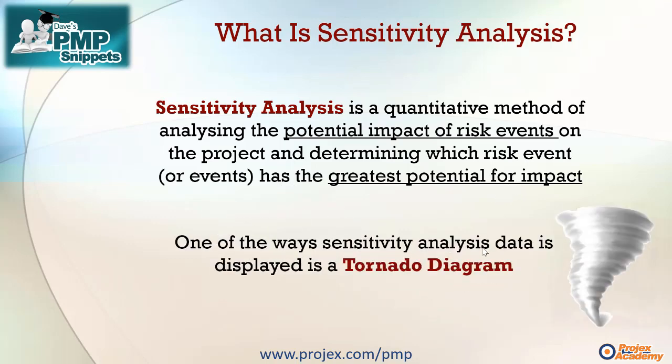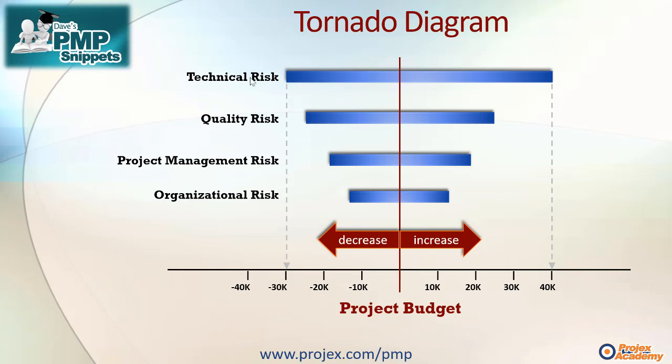Now, one of the ways sensitivity analysis data is displayed is on something called a tornado diagram, hence the title of this snippet. And in this case, I've taken examples of technical, quality, project management and organisational risk, although this could equally be replaced with, for example, different life cycle phases or stages within your project. And in this case, I'm using the project budget as a cost framework to display the tornado diagram. It's fairly obvious why it looks this way, because it does look somewhat like a tornado.